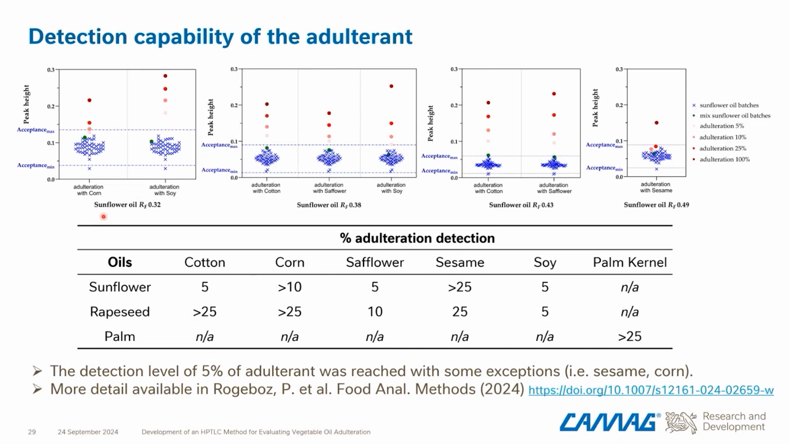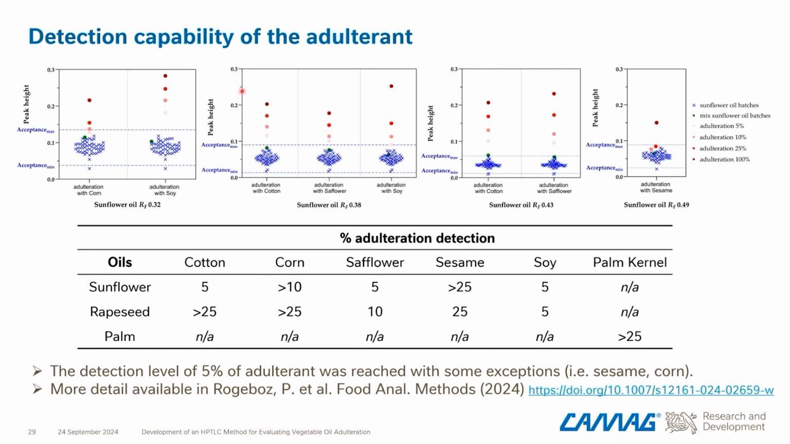Here is one example for the retarded front at 0.32. We have our acceptance criteria here, and in blue, it's the pure sunflower oil batch peak height. After, here in the circle, the point in green is the pure one, which is a mix of all the sunflower oil batches that we tested and injected in the system. Then we have 5%, 10%, 25%, and the pure corn oil for the peak height at this retarded front. We did the same for soy, cotton, safflower, at all the different markers that we detected before.